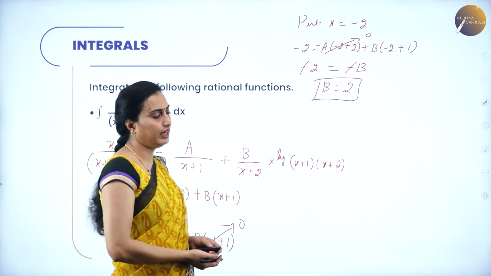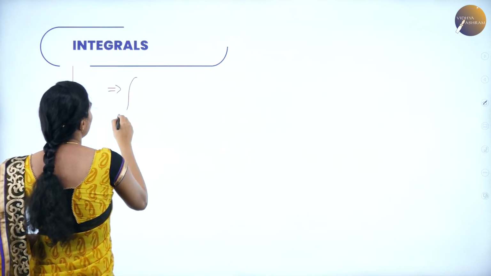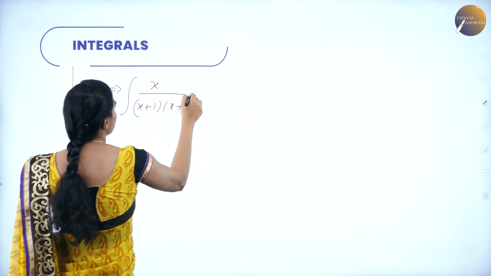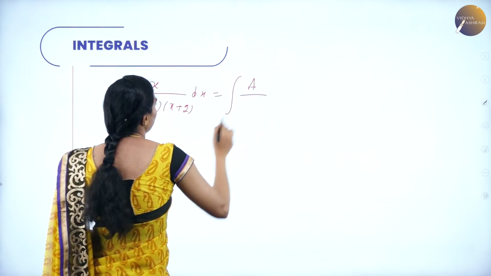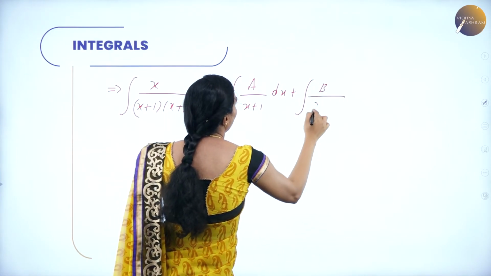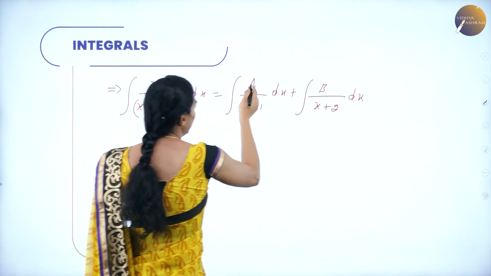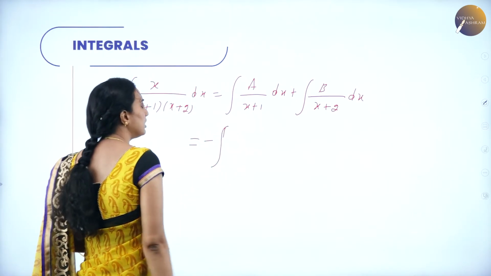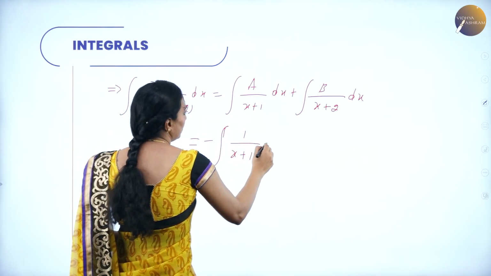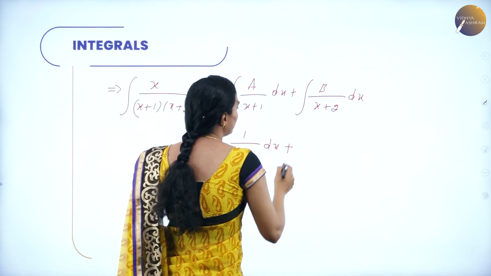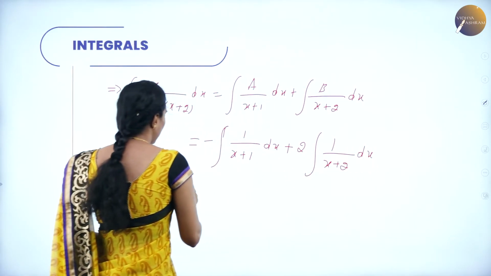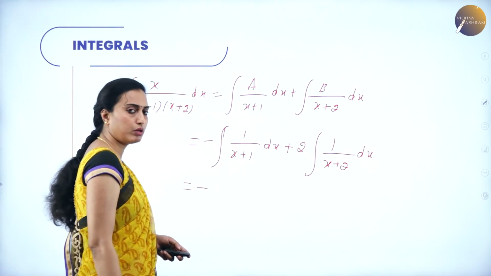Now taking these and integrating. The integral of x divided by x plus 1 into x plus 2 into dx becomes the integral of a divided by x plus 1 into dx plus the integral of b divided by x plus 2 into dx. Now you can take a outside by writing the minus symbol, because a is equal to -1. So minus the integral of 1 divided by x plus 1 into dx, plus the b value 2 into the integral of 1 divided by x plus 2 into dx. Now you can integrate this easily. 1 over x is nothing but log of mod x.